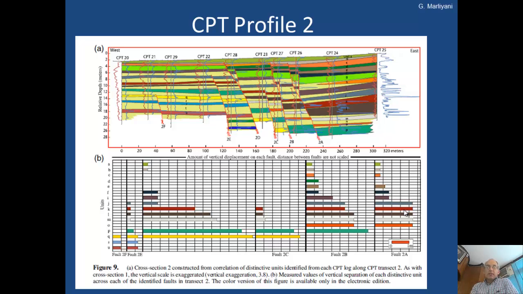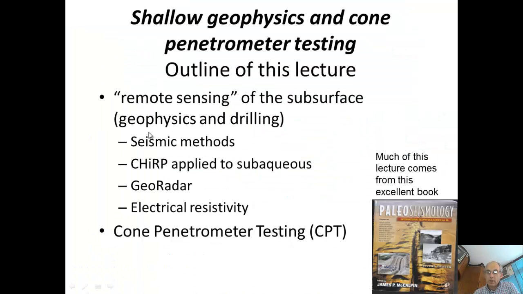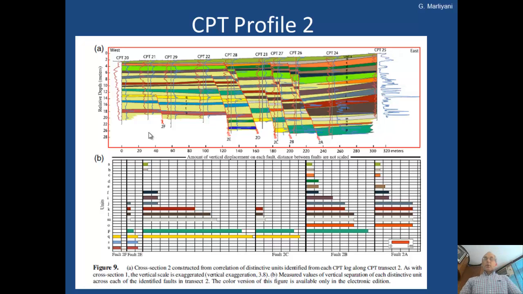So here's another one, CPT2, similar in general, not as focused faulting, 300-meter length, and a couple of major faults. 2E, this one here, is a big one, and then there's some steady motion on 2B. And then maybe deep down here, 2F and 2E are the ones that show the oldest faulting. Anyway, this is just an example.